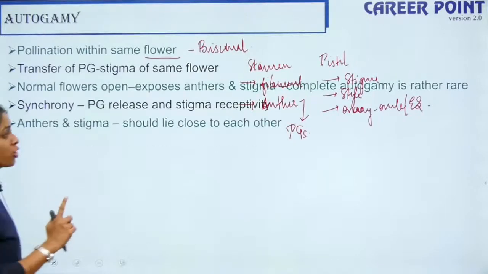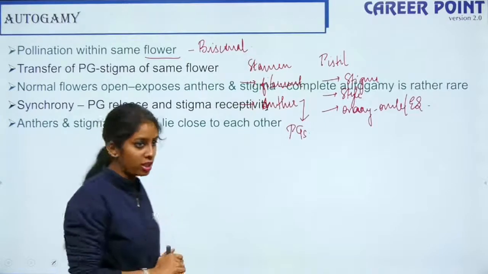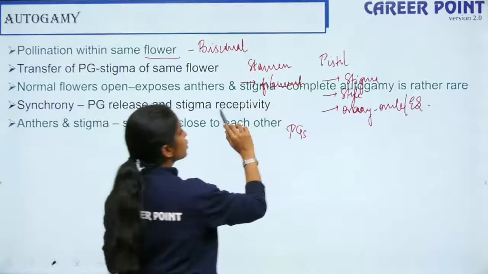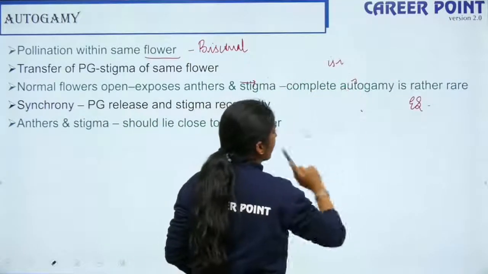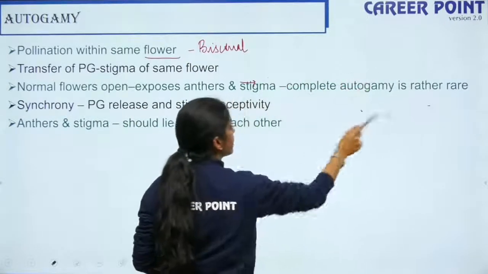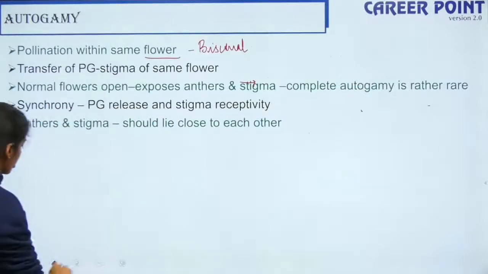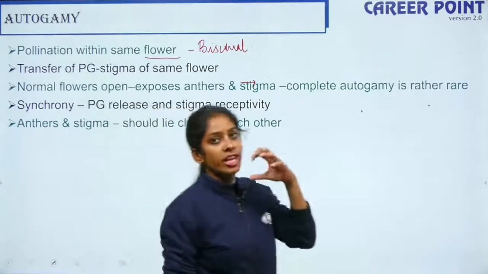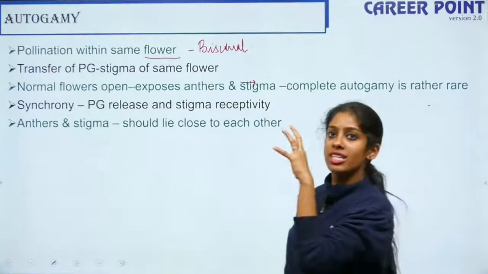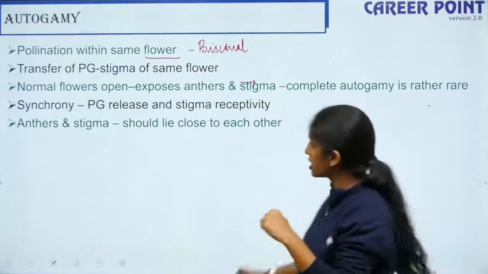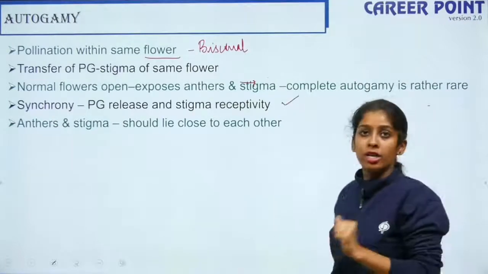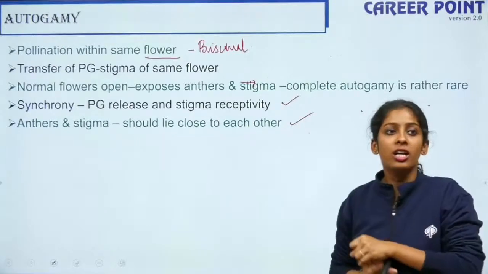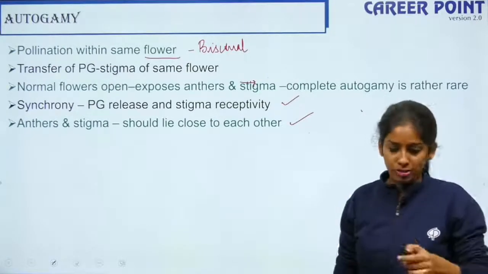So anthers and stigma should also lie close to each other. For this condition of autogamy, there are certain criteria which have to be met. The first criterion is that the pollen grains and the stigma have to be synchronized. They should get mature at the same time. The pollen grains should mature at the same time as the stigma is mature enough to take up the pollen grains. So this is condition number 1. Condition number 2 is that the anther and stigma should lie close to each other. Thus pollination is easily possible.